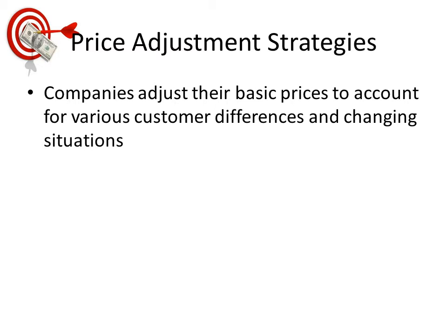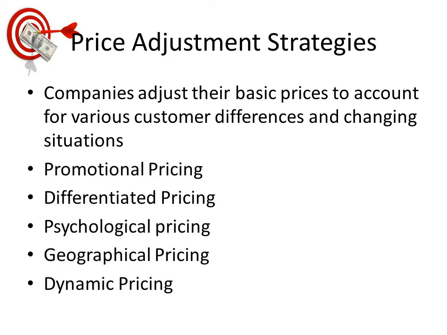Okay. We now look at price adjustment strategies. So this is typically when companies adjust their basic prices to take into account customer differences and changing situations. They adjust their price from their normal price, and we're looking at different ways in which companies can do this. So we're discussing these 5 ways, which are promotional, differentiated, psychological, geographical, and dynamic.